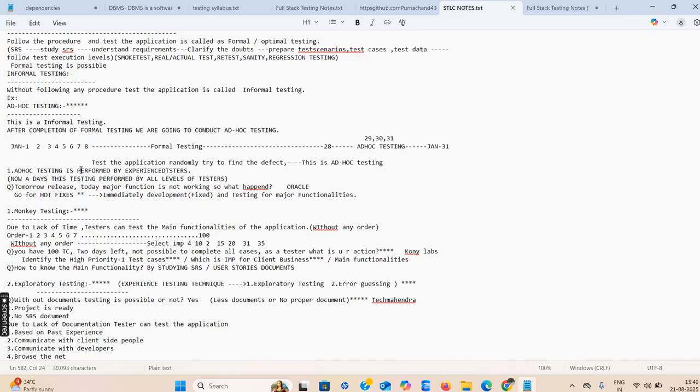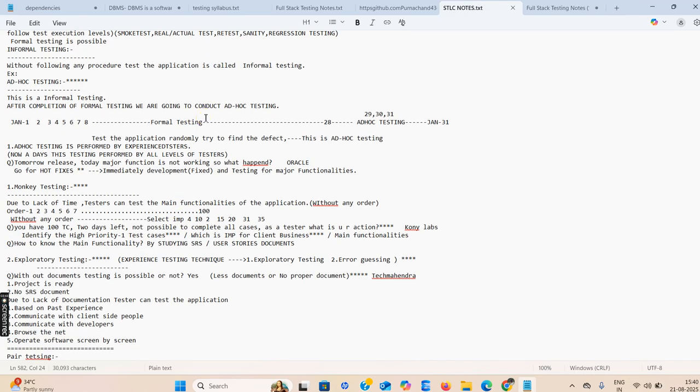Next, two questions. An interview question: tomorrow is the project release, and today a major function is not working. What happens? We go for hot fixes. Hot fix means fixing immediately: immediate development fix and immediate testing of major functionalities. That is called a hot fix. Next, monkey testing. What is monkey testing? Due to lack of time, testers test the functionalities of the application. That is called monkey testing. Monkey testing does not follow any order.